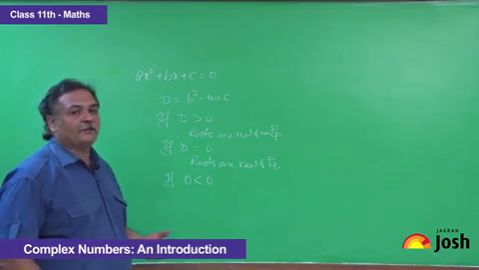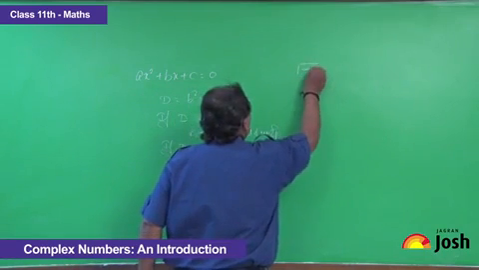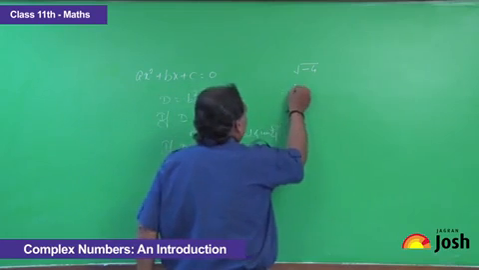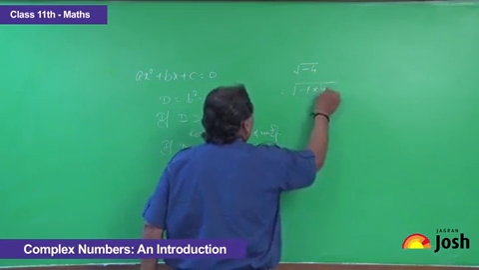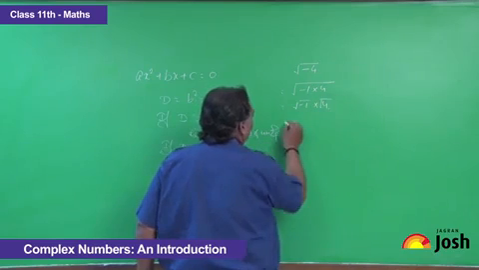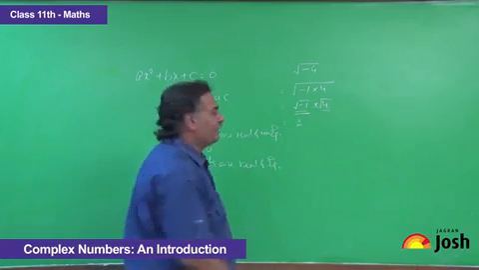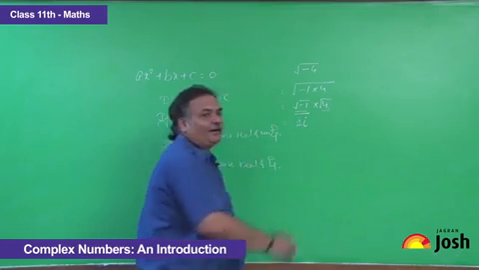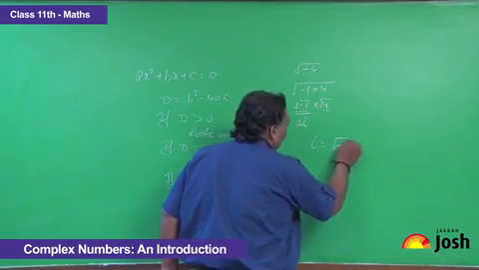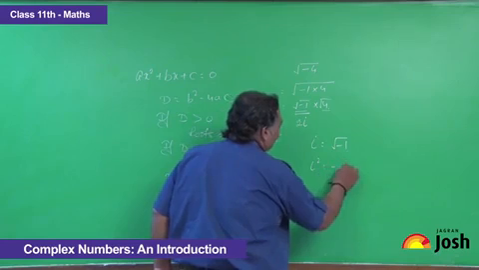But now we can find the square root of a negative number. For example, you have to find the square root of minus 4. We can write it in this form: under root of minus 1 into 4, which is under root of minus 1 times under root 4. Under root 4 is 2, and under root minus 1 is basically iota, that is i. So you can see here i is equal to under root of minus 1. So in this case i square is equal to minus 1.